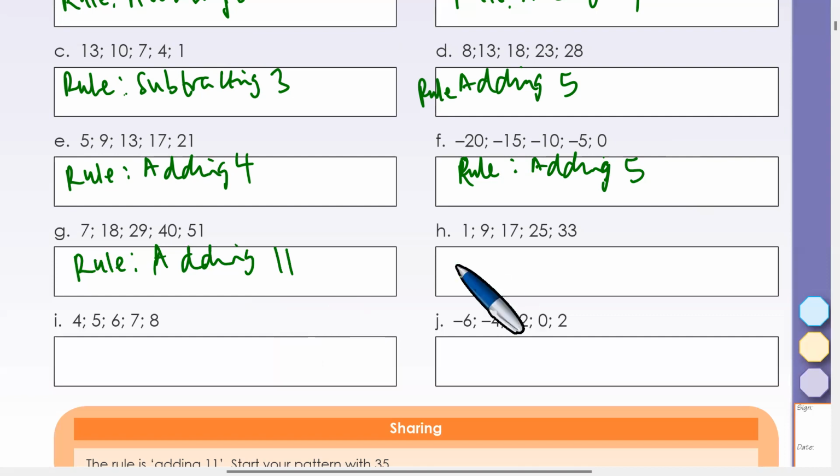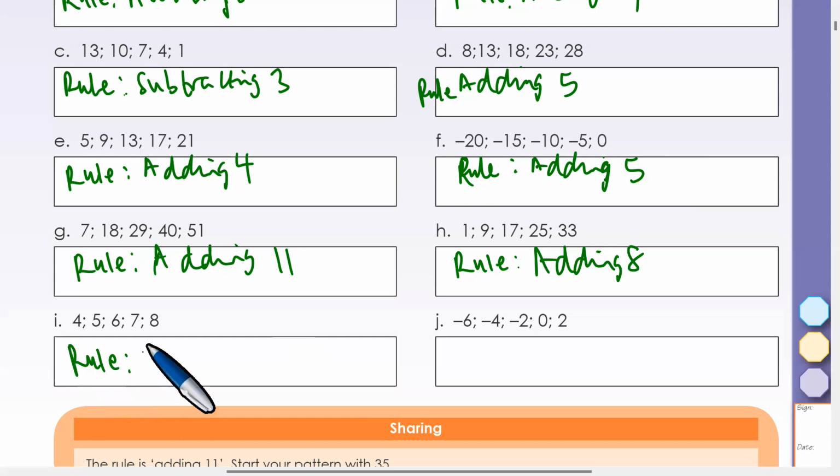H. What are we doing in H? The rule. So we're adding 8. Well done. Right. In I, what are we adding, or subtracting? So 1. Adding 1. In J, what are we doing? So we are adding 2. We are adding 2. Well done.